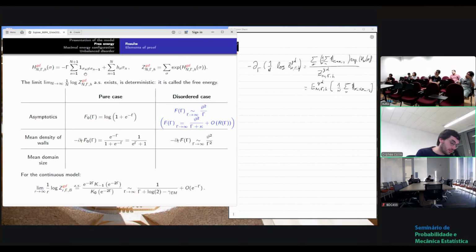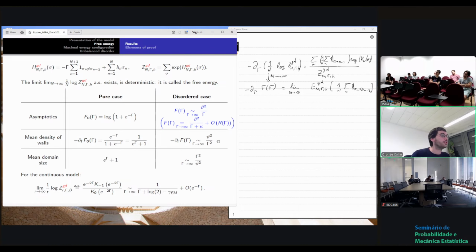And then, using some convexity arguments, I'm able to take the limit in n, and I obtain that minus the derivative of f with respect to gamma is equal to the limit as n goes to infinity of this expectation. So this is a very interesting piece of information. In the pure case, we get that the mean density of walls is 1 over exponential gamma plus 1. This is in accordance with what I presented before. And in the disordered case, the density is rather theta squared over gamma squared.